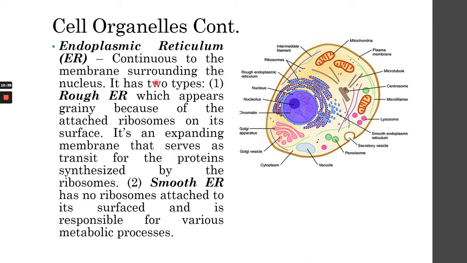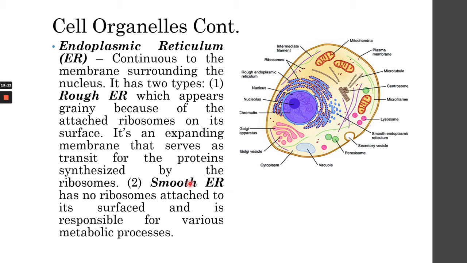Next is the endoplasmic reticulum. Endoplasmic reticulum is continuous to the membrane of the nucleus. So when we say continuous, as you can see here, the nucleus natin, it has a membrane and it continues on. Connected sila from the membrane of the nucleus to the endoplasmic reticulum. So it's continuous, and there's two types of endoplasmic reticulum. One is the rough endoplasmic reticulum, and the second one is the smooth endoplasmic reticulum.